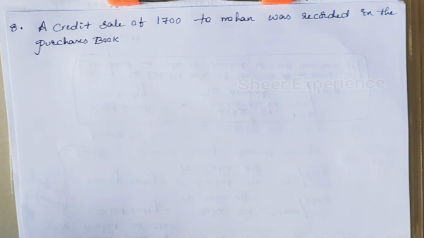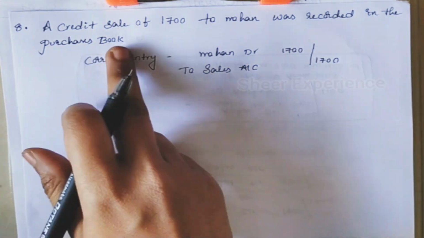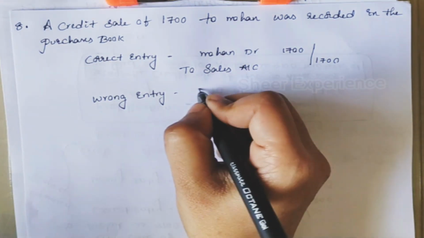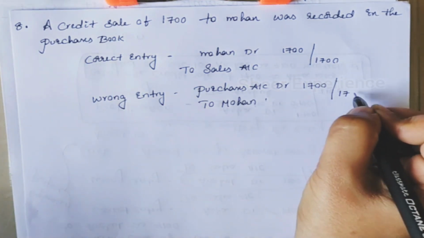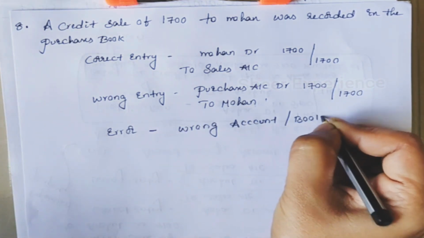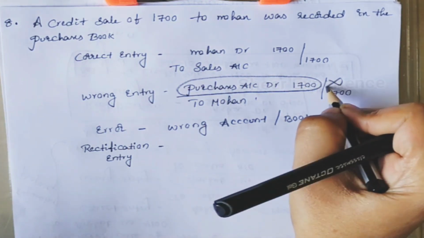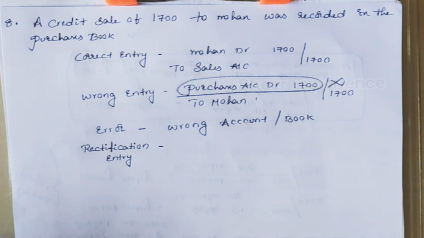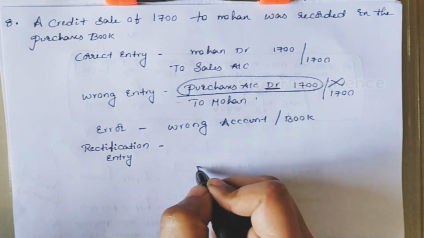Next error is a credit sale of 1,700 to Mohan was recorded in the purchase book. First we will write the correct entry, that is Mohan debtor to sales account. Amount is 1,700. Now the wrong entry is purchase account debtor to Mohan account. Amount is 1,700. Here the error is just wrong account or wrong book. Here the wrong account is purchase account, which is debited. To eliminate this, we will record it in the opposite side. In the rectification entry, we will record it as to purchases.